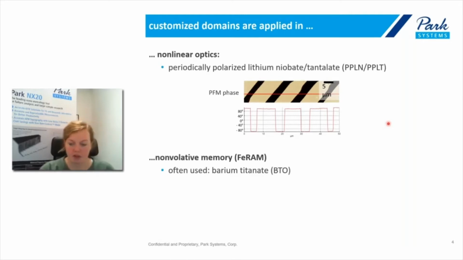Now, the writing of the domains can also be used for memory devices. Memory devices can, for example, use a ferroelectric material as the active layer, and then we can store our information by switching the domains like we want. Here, a material that is often used is barium titanate.